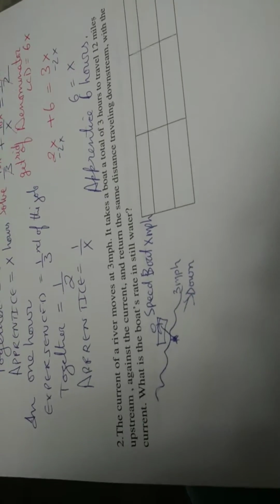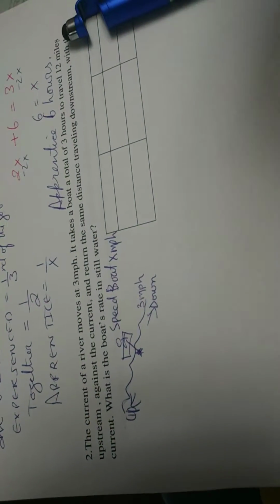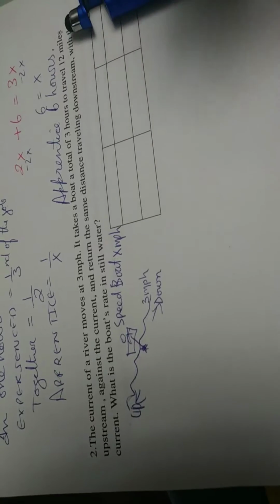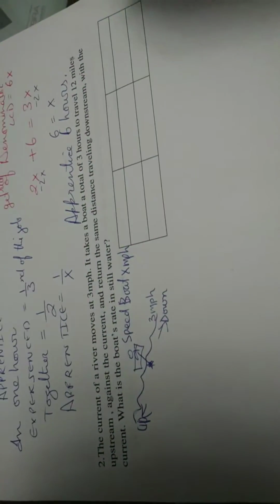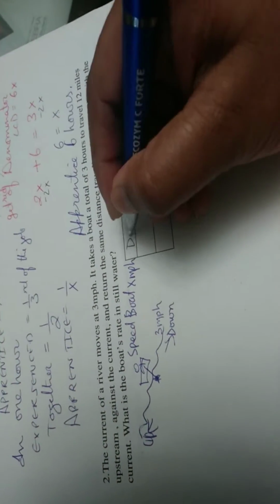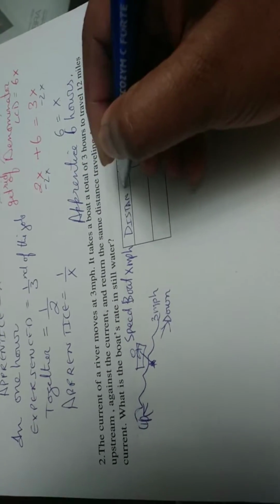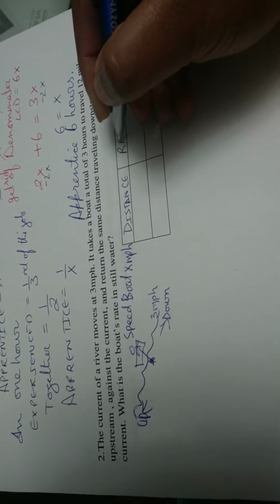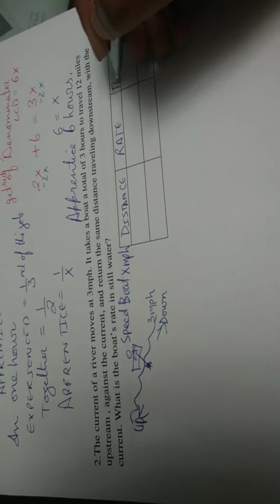Now what's going on is that when you go downstream, your speed will get faster. When you go upstream, because it would be against the current, you would be going slower. So why have I made 3 columns over here? Because we will be working with the formula for distance, rate and time. So what would be time? Time, we will be using the formula distance divided by the rate.